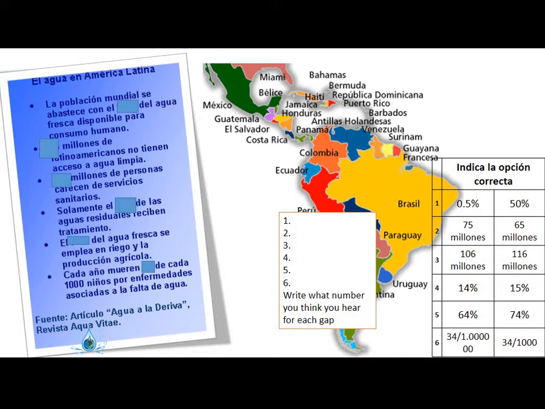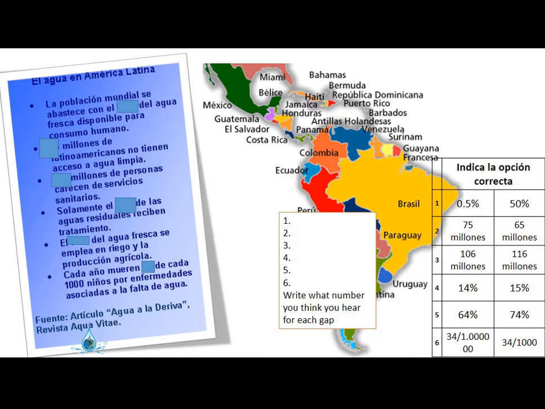El 74% del agua fresca se emplea en riego y la producción agrícola. So, 64 or 74, let's see. 74% del agua fresca se emplea en riego y la producción agrícola. And finally, number 6.